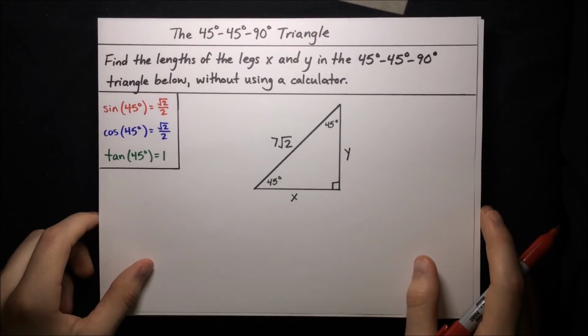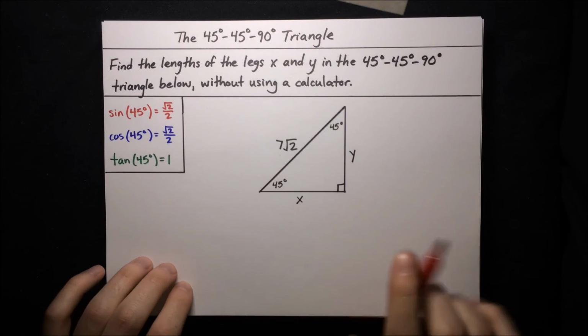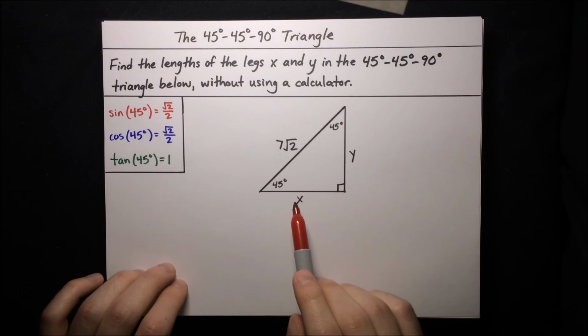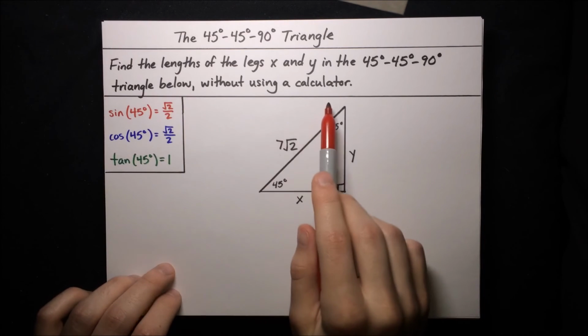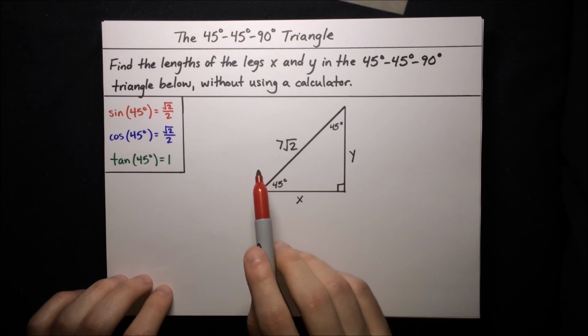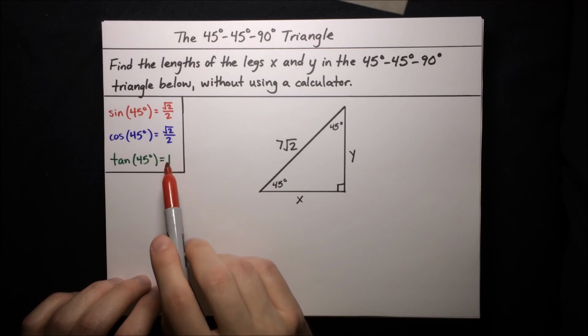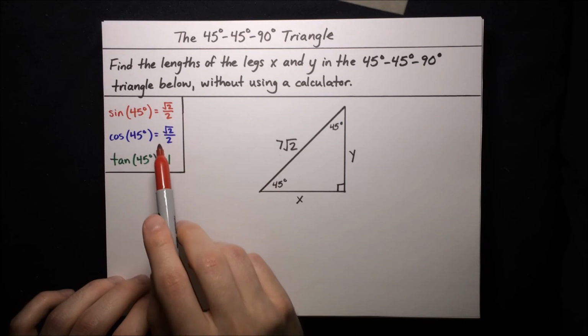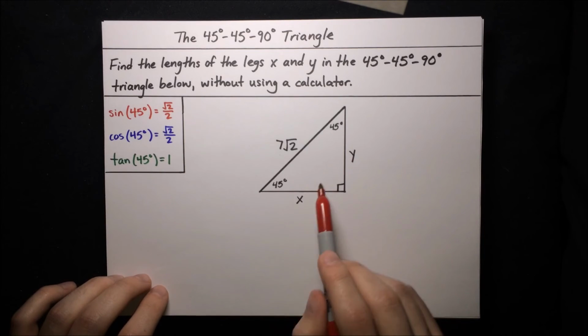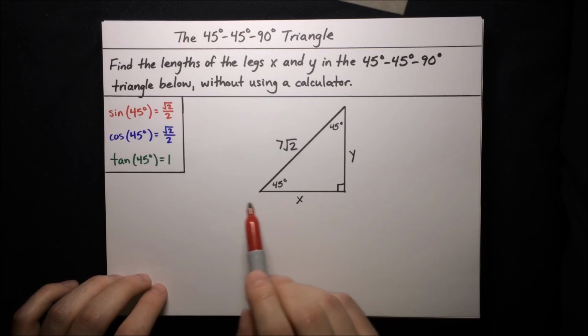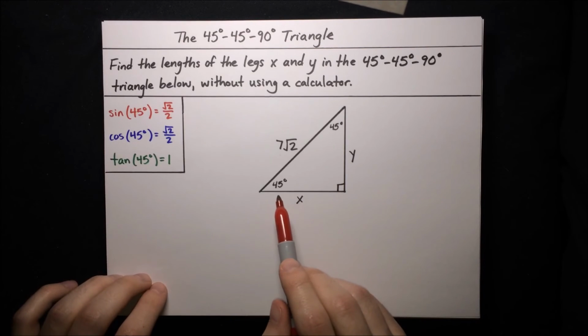All right, last example here. So we want to find the lengths of the legs x and y in this 45, 45, 90 triangle without using a calculator. So again, we're going to use these values that we derived earlier to help us out here. So why don't we set up a trig function which involves these sides x and y. So each will get its own equation, and then we'll be able to solve.